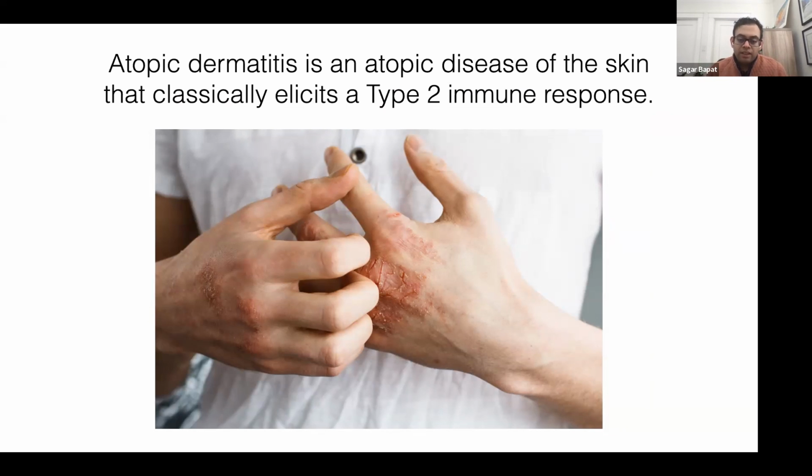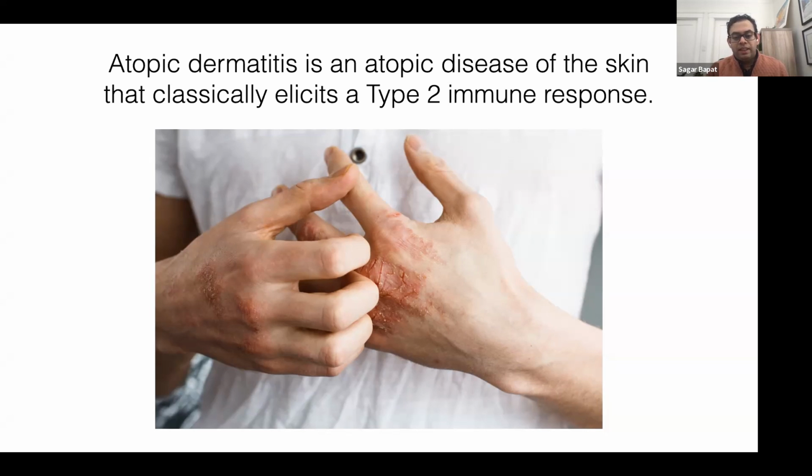First, it does classically elicit a type 2 immune response in lean mice. So if our idea is we want to see if there's a change in obesity and the immune response, we should have a very stereotyped and well-defined known response in the lean animals. So we knew that a couple of models of atopic dermatitis do produce this classic type 2 or Th2 immune response. That was that middle cell that I was describing earlier.